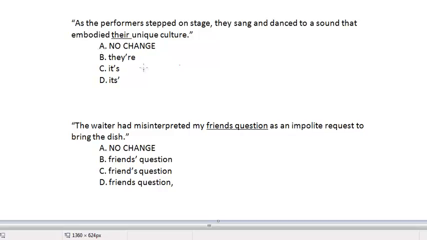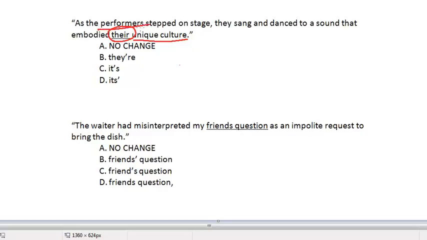So when I see the word unique culture after the word there, I know that this is a possessive pronoun. So it's talking about the unique culture belonging to them. So whenever you have a question that seems to be asking a question on possessives, then you should always ask yourself, what is the antecedent in this sentence? So in other words, what is the there referring to? It's probably referring to the performers, right?